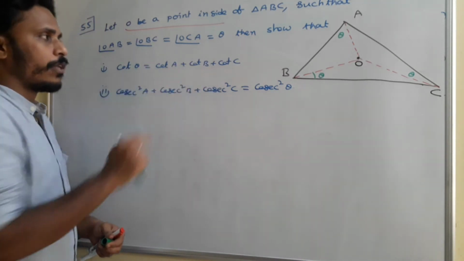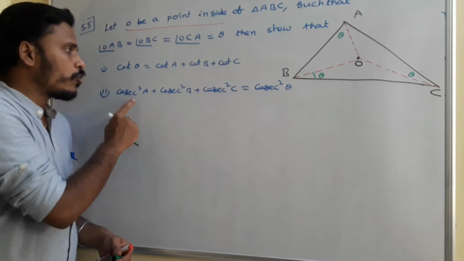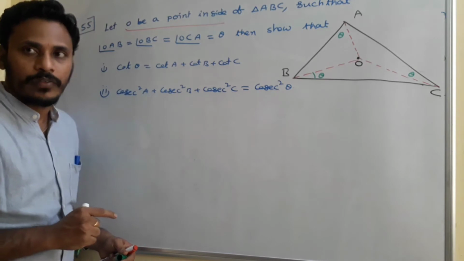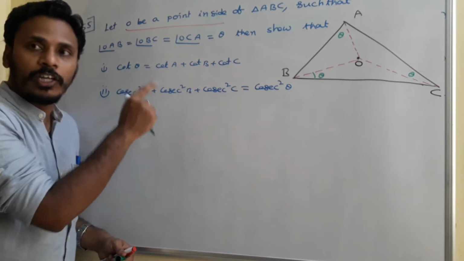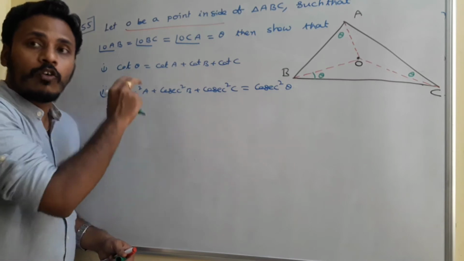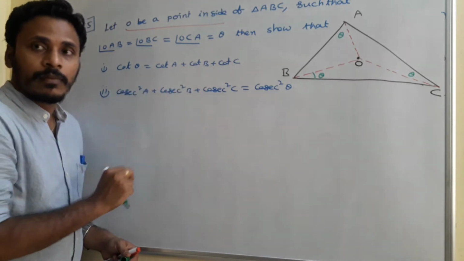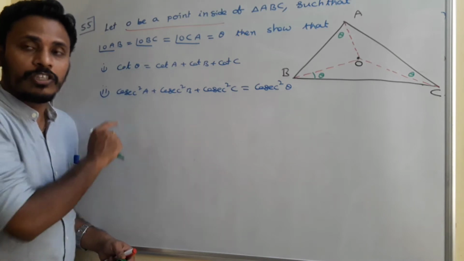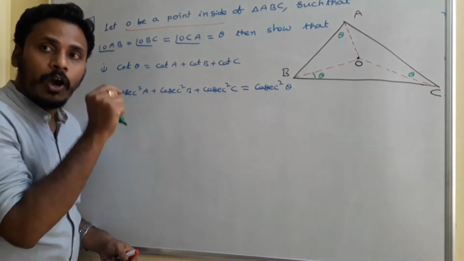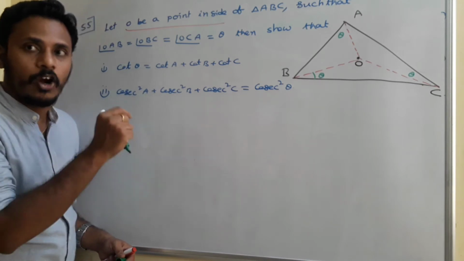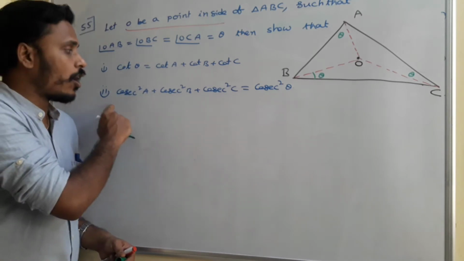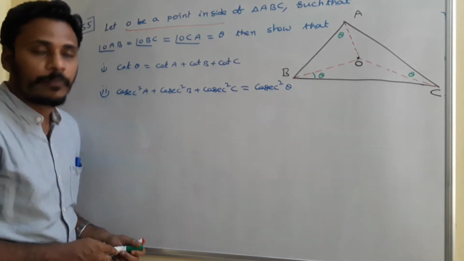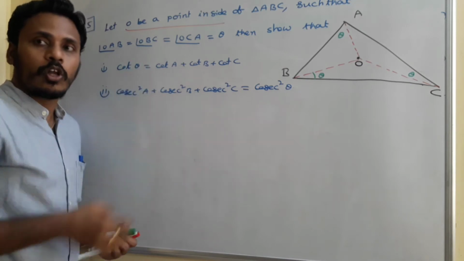cot A plus cot B plus cot C, as well as cosecant square A plus cosecant square B plus cosecant square C is equal to cosecant square theta. From that diagram we need to prove these two statements. I sketched the rough diagram from the given problem, and now the diagram is enough for me to show the problem. Memorize it. First, I am going to show cot A plus cot B plus cot C is cot theta, and then cosecant square A plus cosecant square B plus cosecant square C as cosecant square theta. We need to memorize these two to solve some problems.